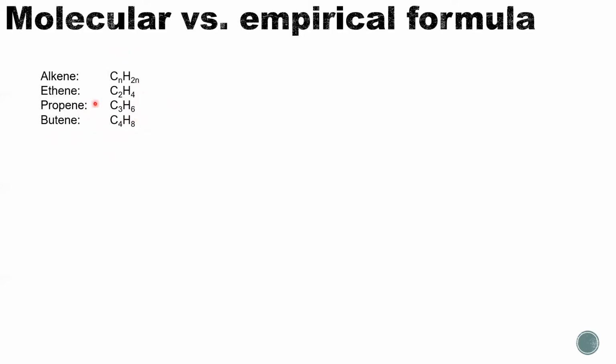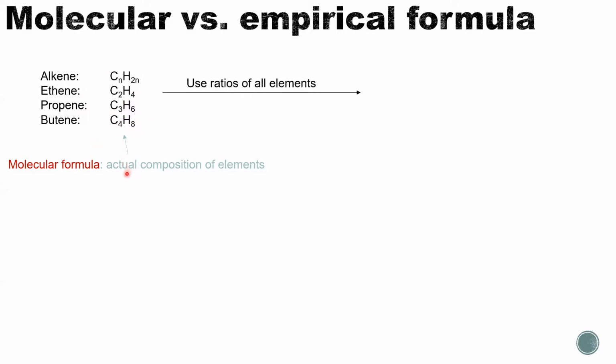All of these formulas indicate the exact, actual composition of elements. There are 4 carbons and 8 hydrogens in one butene molecule. But when we take ratios of all of these elements, we can simplify this formula into CH2. For CnH2n, if you take ratios, you cancel out the n's, and it's a 1:2 ratio.